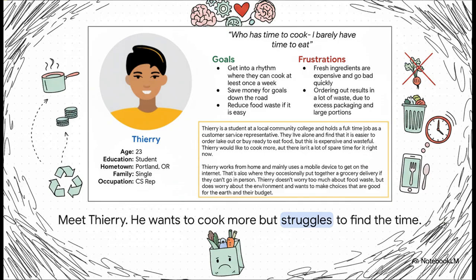And this is a perfect example. Everybody meet Thierry. He's 23, he's a student, and he's also working. His goal is simple. He wants to cook more to save some cash. But his frustrations, they feel so real, right? He's got no time. Fresh food is expensive and it goes bad. And getting takeout just feels wasteful. See? All of a sudden, the team isn't just building a recipe app. They're building something for Thierry. It completely changes the conversation.